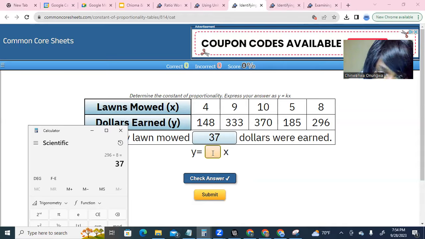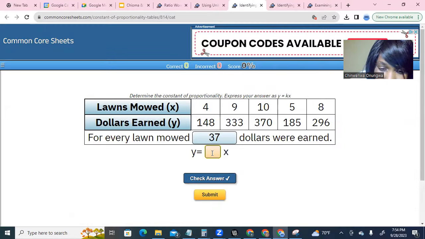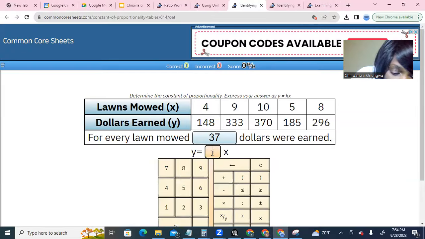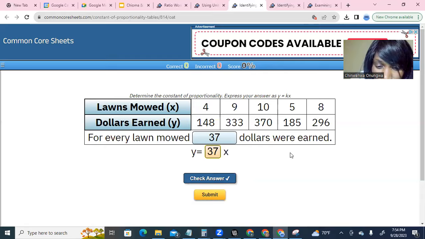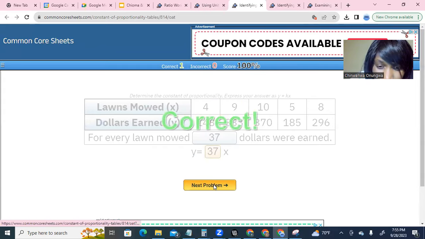That means my function is y equals 37 times whatever my x is, times my number of lawns mowed. So I'll go ahead and put y equals 37x. That is the function. And this is how you know it's a proportional relationship: every time you divide the y by your x, you will get the same number each time. Let's check our answer. Correct. And submit. Let's do another one.